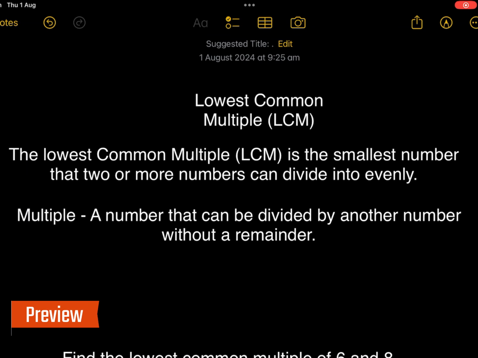For today's video, we're going to learn about lowest common multiple. So when we say lowest common multiple or the LCM, it is the smallest number that two or more numbers can divide into evenly. Okay, but before we proceed to the LCM, let us know first what we mean by multiple. A multiple is a number that can be divided by another number without a remainder.